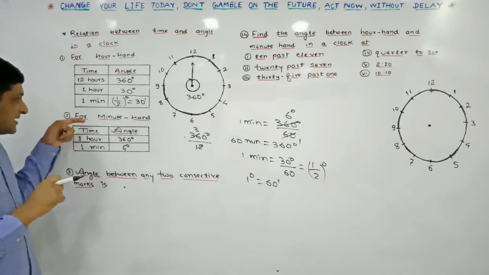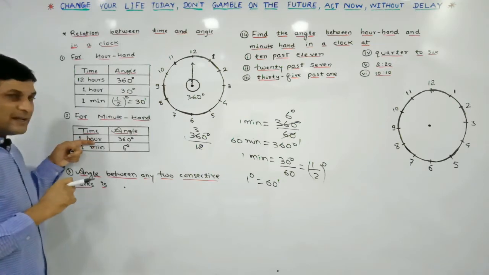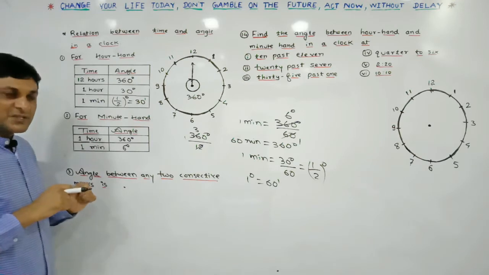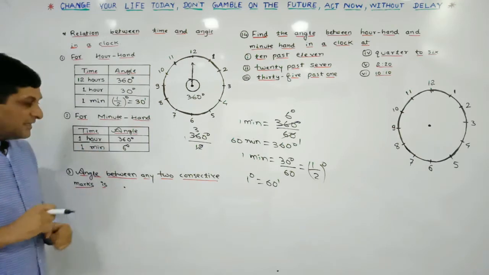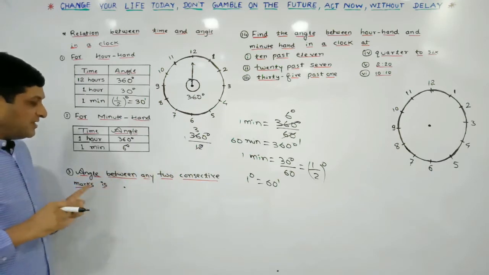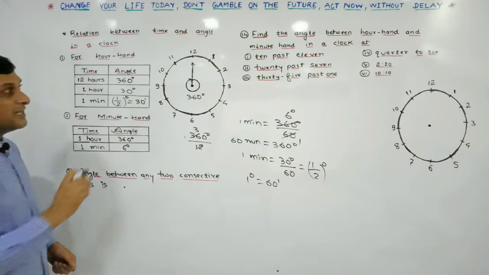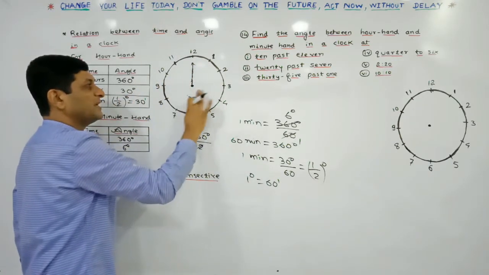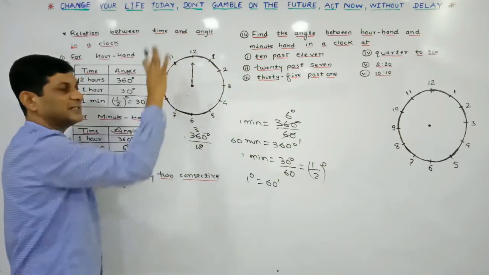So for the minute hand, the important result we have got is that the angle made in 1 hour is equal to 360 degrees, and the angle made in 1 minute is equal to 6 degrees. Now let us discuss another very important result: the angle between any two consecutive marks. How many marks are there in total? 12 marks: 1, 2, 3, 4, 5, 6, 7, 8, 9, 10, 11, 12.